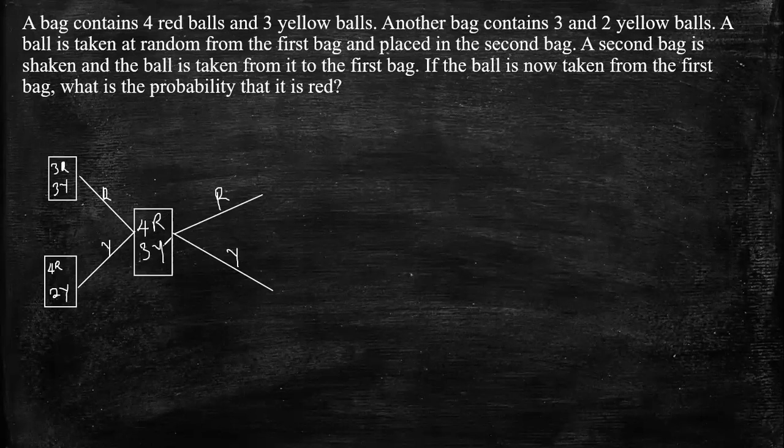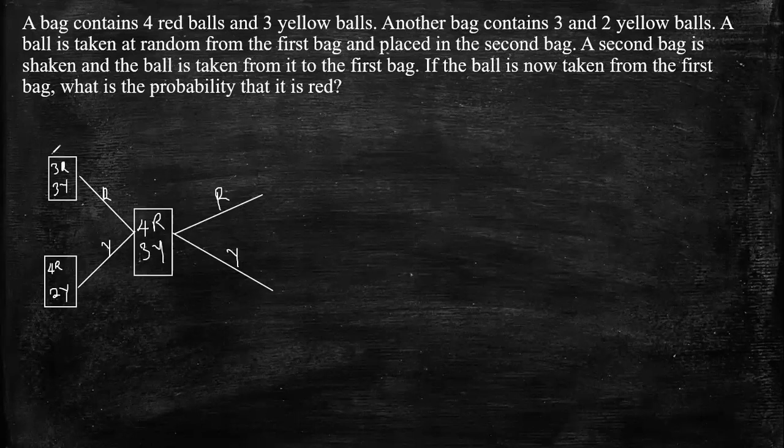After doing that, we again shake the second bag, get a ball and place it in the first bag. And then we now pick a ball from the first bag, and then we see the probability that it is red. So why we are creating these 2 bags on our left is to enable us in the process of transferring the ball from the second bag back into the first.